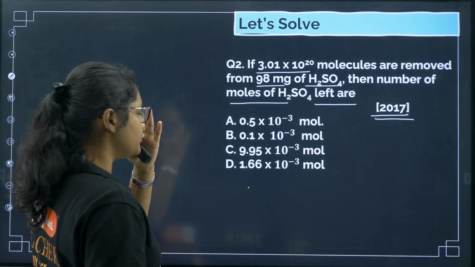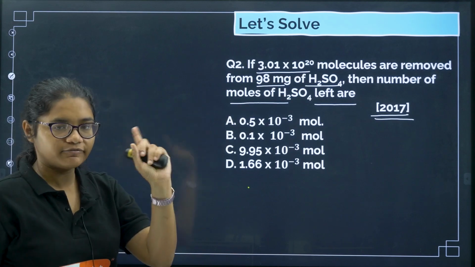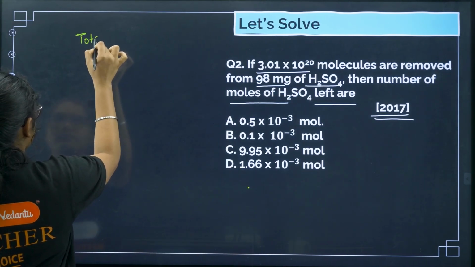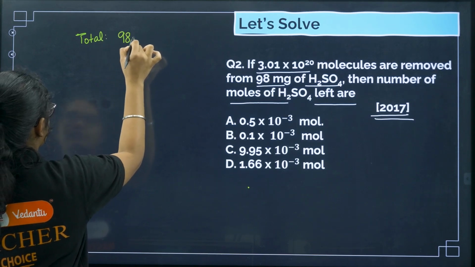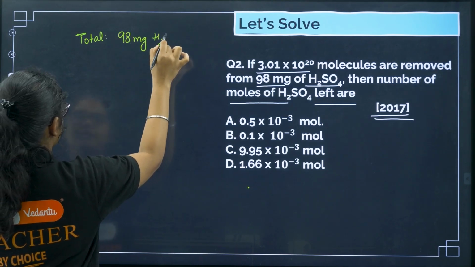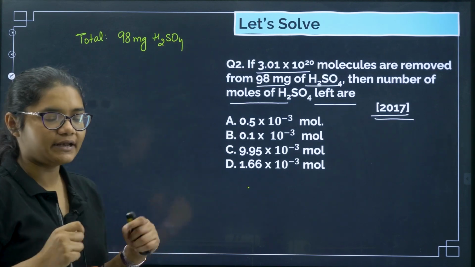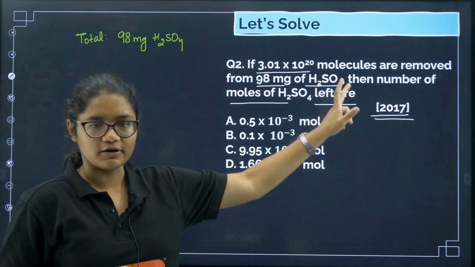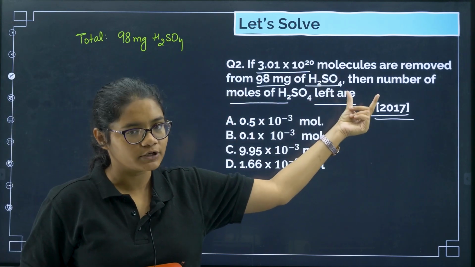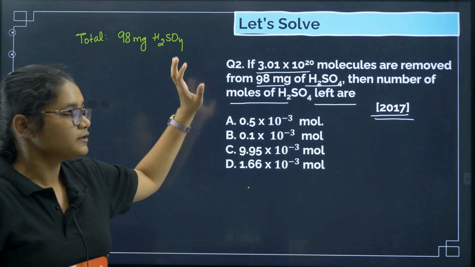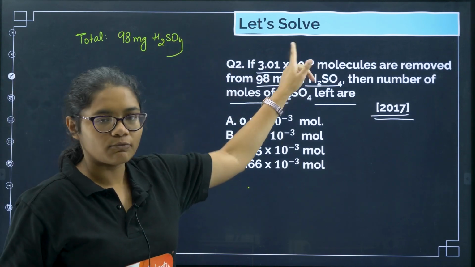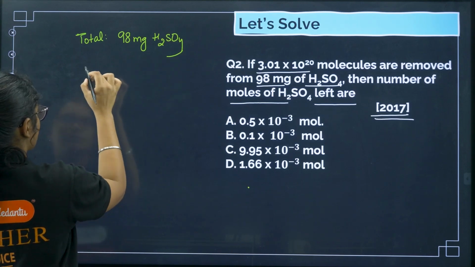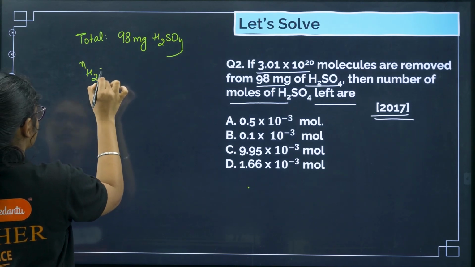See, you have how much? Total is 98 milligram of H2SO4. This is given in terms of mass, but the amount removed is given in terms of number of molecules. So we can convert this one to number of molecules. So total 98 milligram of H2SO4 is there. Then what is the number of moles of H2SO4?